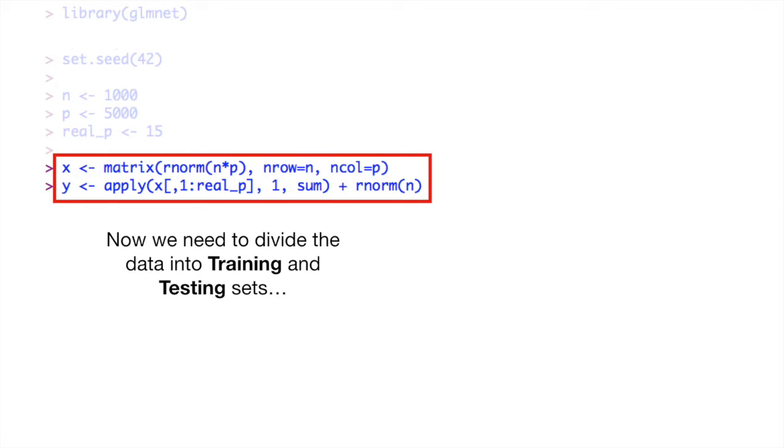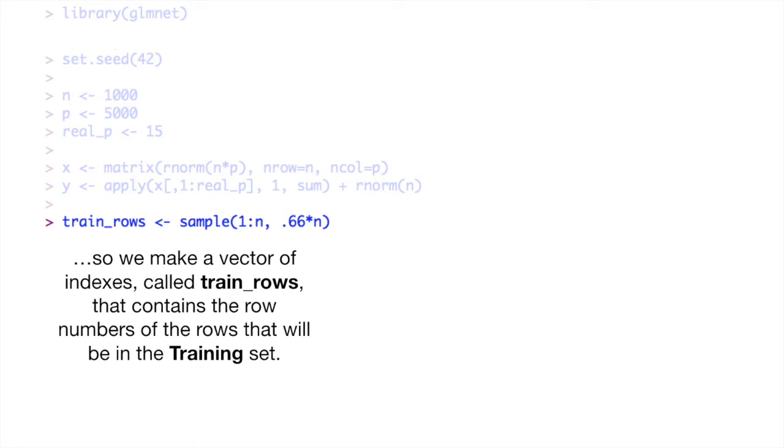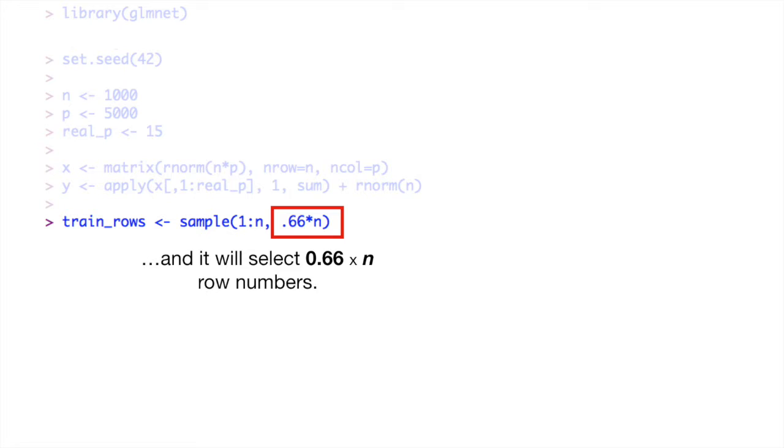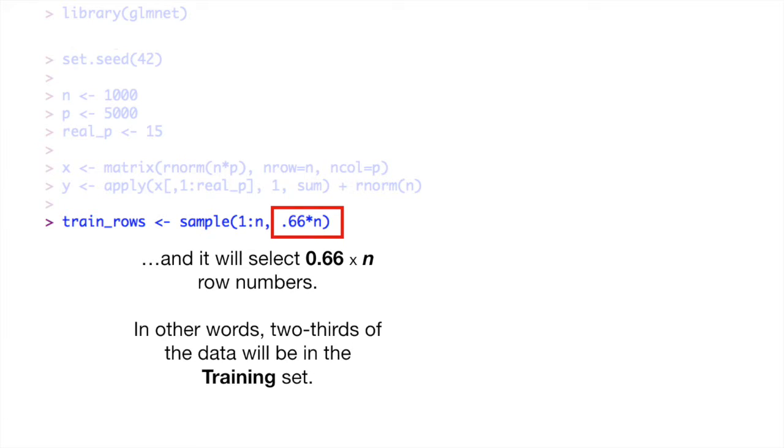Now we need to divide the data into training and testing sets. So we make a vector of indexes called train_rows that contains the row numbers of the rows that will be in the training set. The sample function randomly selects numbers between 1 and n, the number of rows in our dataset. And it will select 0.66 times n row numbers. In other words, 2/3 of the data will be in the training set.